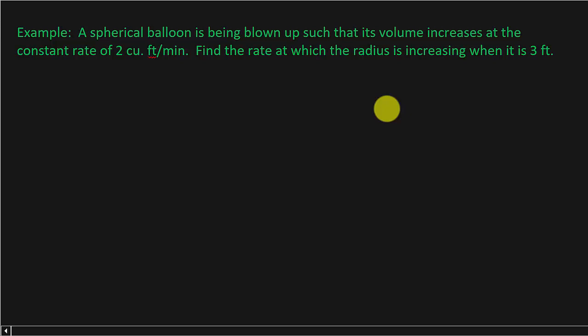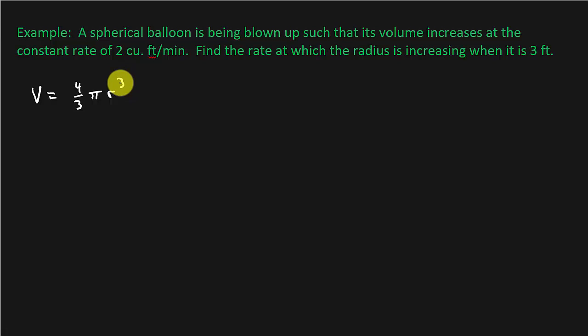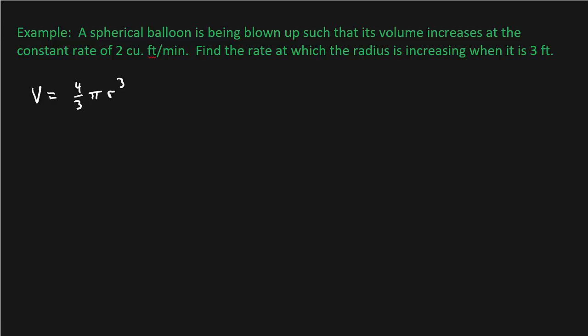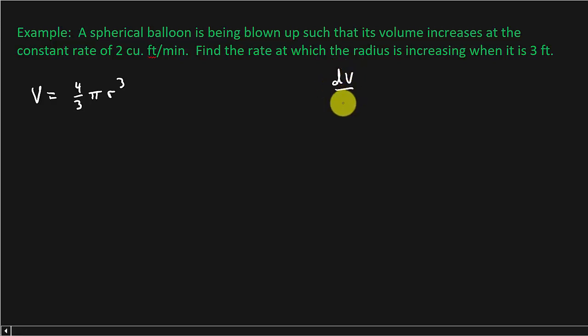So what's our equation? Well, it's the volume of a sphere, and the volume of a sphere is 4/3 pi r cubed. All right, now let's write down all the information they give us, and what they want us to find. A spherical balloon is being blown up such that its volume increases at a constant rate of 2 cubic feet per minute. So that's the change in volume, so dV/dt is equal to 2 cubic feet per minute.